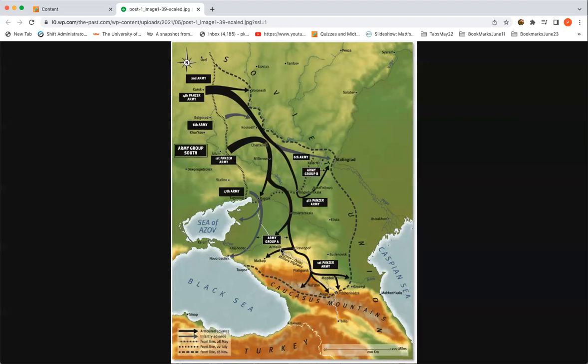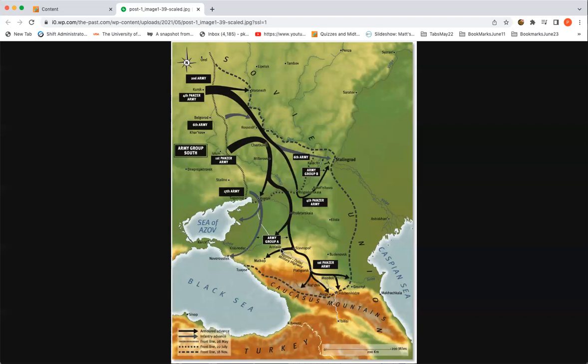So again, the German Army Group South is divided in two. It's divided into A and B. A is the portion of the German army that goes into the oil-producing areas of the Caucasus. They make great gains, but they can't hold on to it. It's just too far to go. It's too much of a reach.